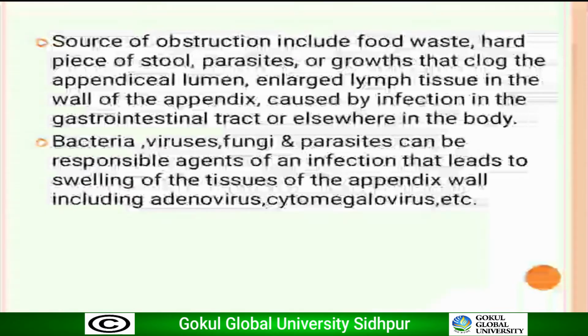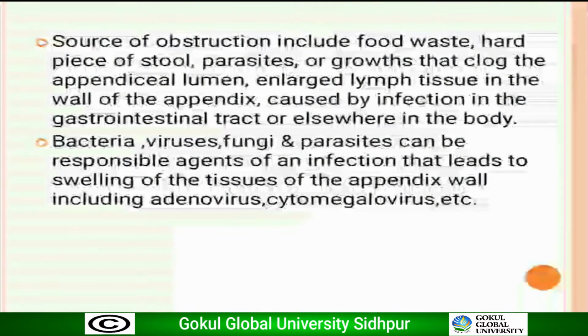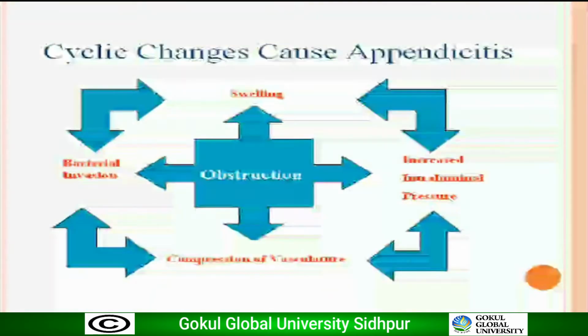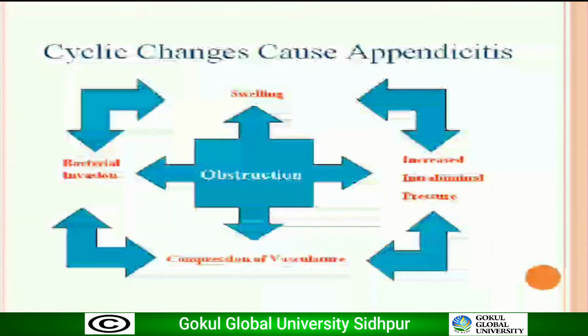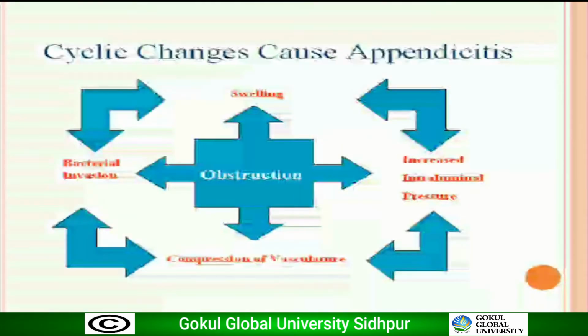Enlarged lymph tissue in the wall of the appendix caused by infection in the gastrointestinal tract or elsewhere in the body. Bacteria, viruses, fungi, and parasites can be responsible agents of the infection that lead to a swelling of the tissue of the appendix wall, and include adenovirus, cytomegalovirus, etc. The cycle is called appendicitis. Due to obstruction, the appendix swells, increasing the intraluminal pressure, compressing the vasculature, and allowing bacterial invasion, and it causes appendicitis.